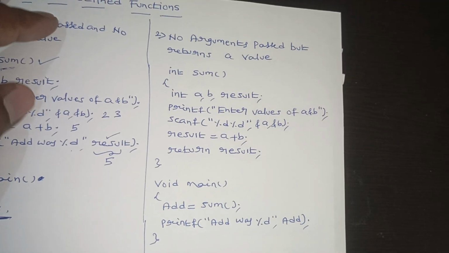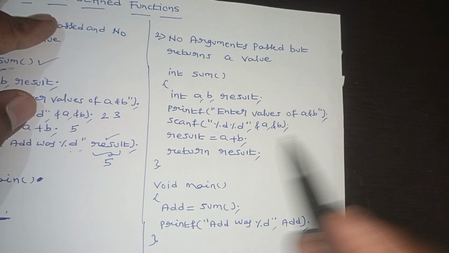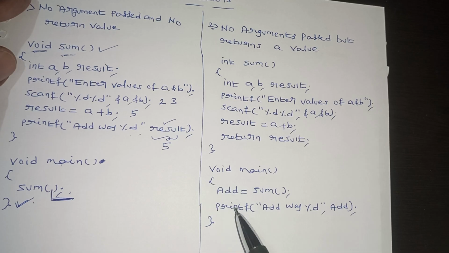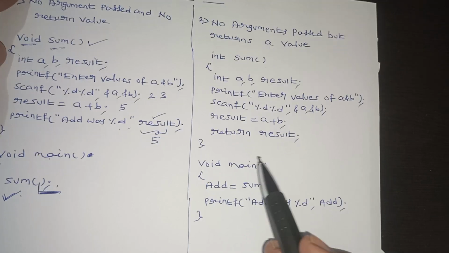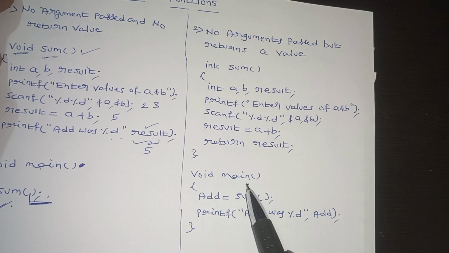Now coming to the second type. What is the second type? No arguments but returns a value. See, both are the same, and I will show the difference. What is the difference? Always you know where I have to start: from the main function I have to start.